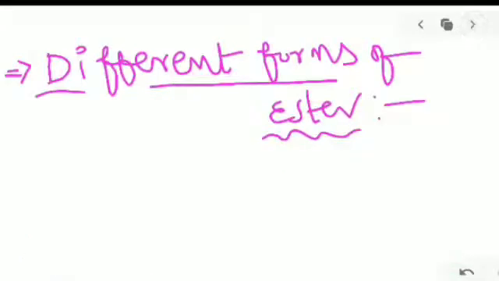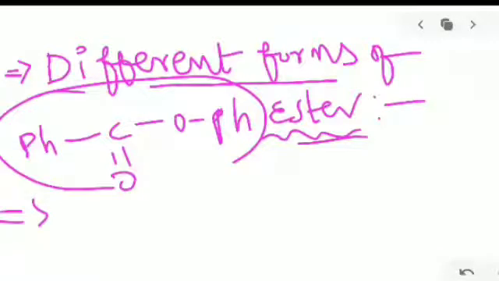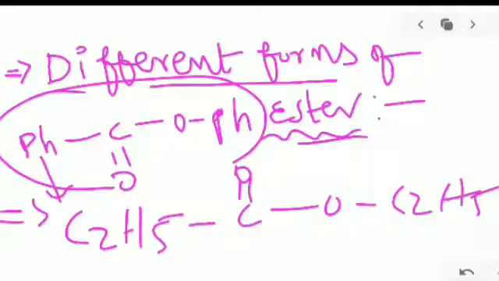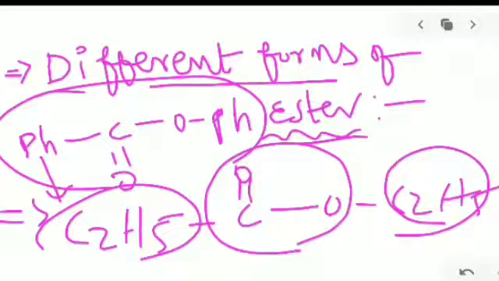Here we write the different forms of esters. If two phenyl groups are attached to the carbonyl group, it is diphenyl ester. In the place of aryl, alkyl means ethyl: two ethyl groups are attached to the C double bond O group. Two ethyl groups are alkyl groups attached to the C double bond O group, so that is diethyl ester.